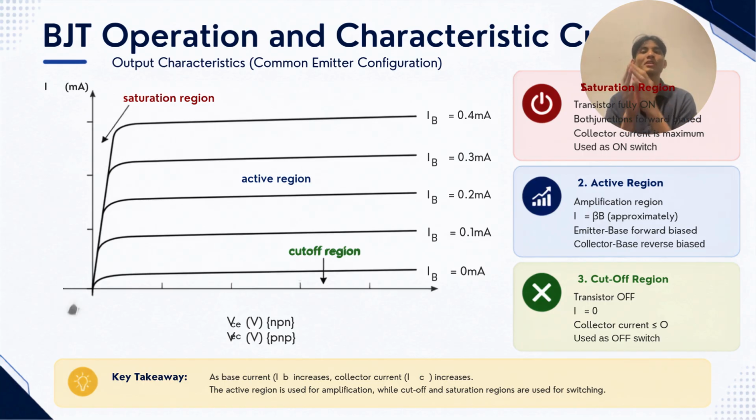From this graph, we can observe the three operating regions of a BJT. The first one is cutoff region, the second one is active region, and the third one is saturation region. The cutoff region is nearly at the bottom of the graph, where the transistor is off and almost no collector current flows. The second one is the active region, where the transistor works as an amplifier and the collector current is controlled by the base current IB. The third is the saturation region, where the transistor is fully on and acting like a switch. Overall, this graph shows how a BJT can operate either as an amplifier or a switch.